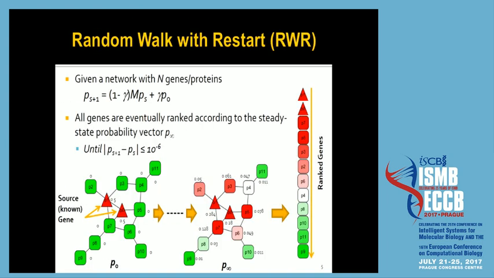Here is brief information about the RWR algorithm. Basically, it is an algorithm that propagates the disease information over the network. Finally, each gene in the network is given a score which represents the degree of association between the candidate gene and the disease of interest.